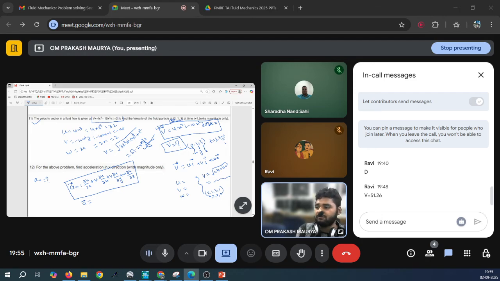Very easy question. You just differentiate the value and you will get the final answer. You have to use the same expression, at the same point 2, 1, 3 for x, y, z and t for time.